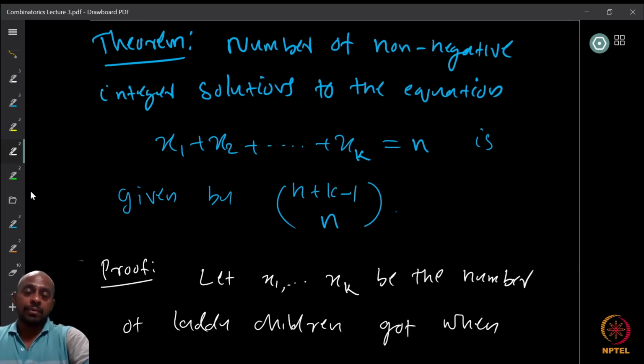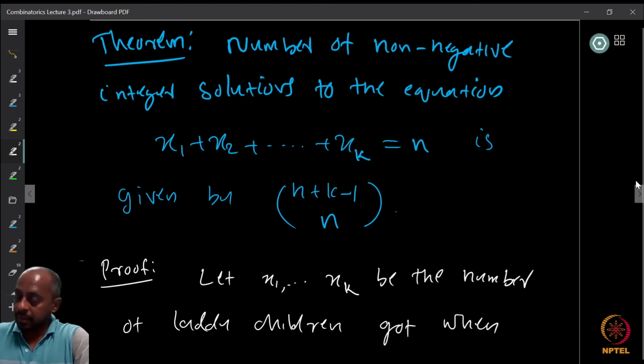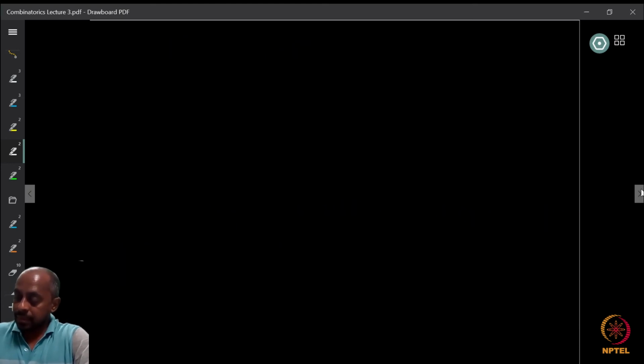Because whenever you have a solution to at least 1, you remove 1 from each of them, and you have k fewer laddus. N plus k minus k is n laddus, and some of them can become 0 now, because xi was 1, it will become 0. So there is a one-to-one correspondence between the solutions, so they should be the same. So that is it. We have already converted it.